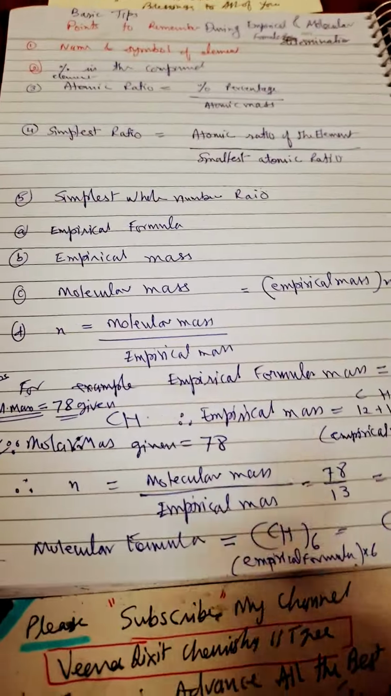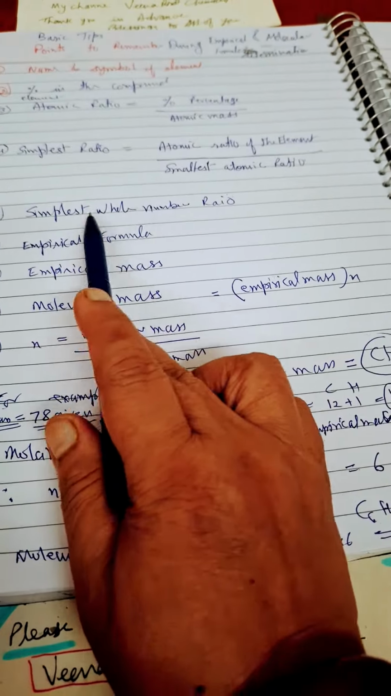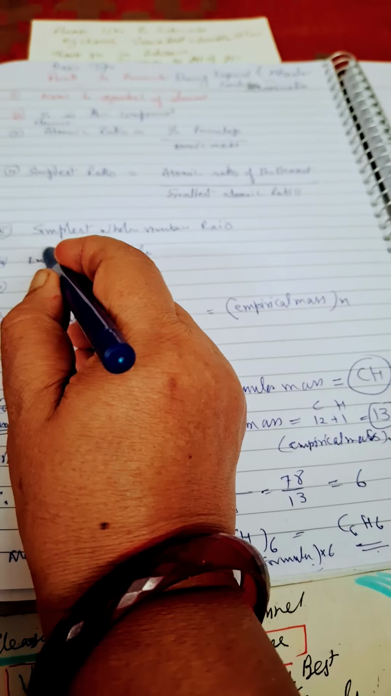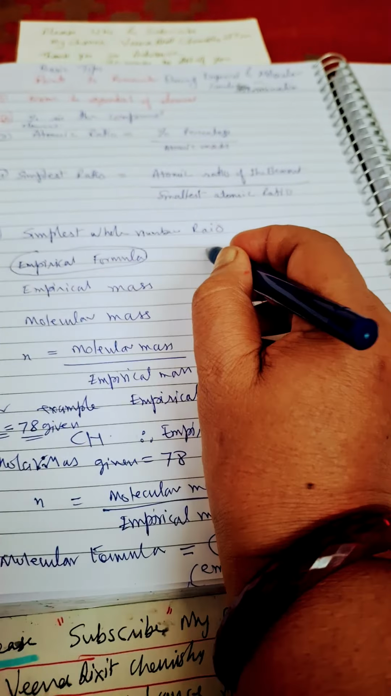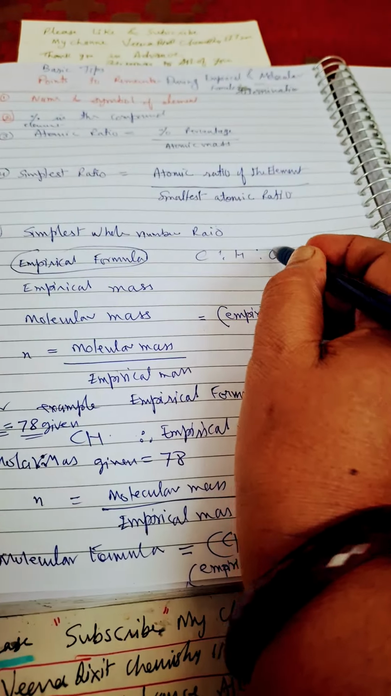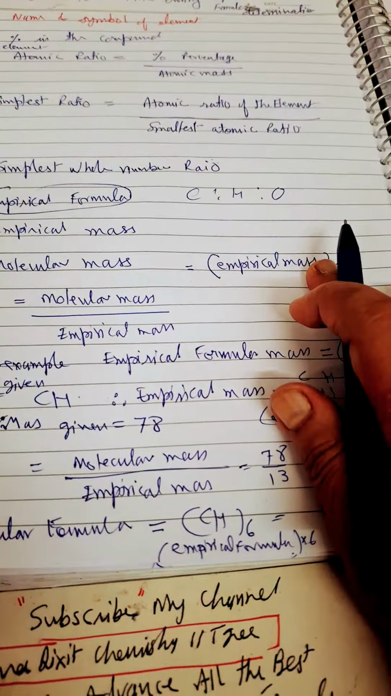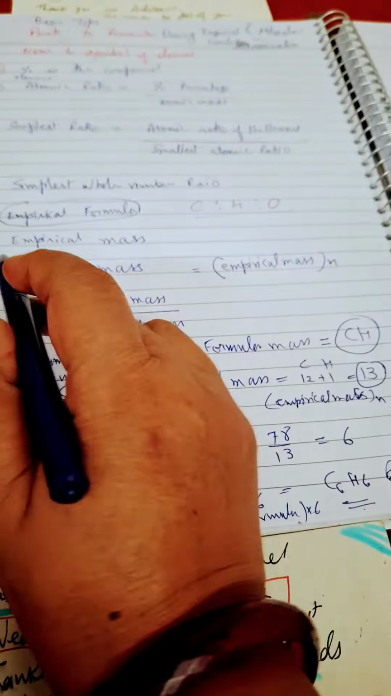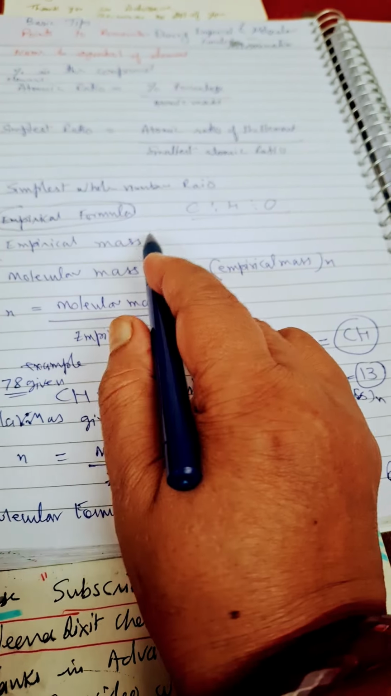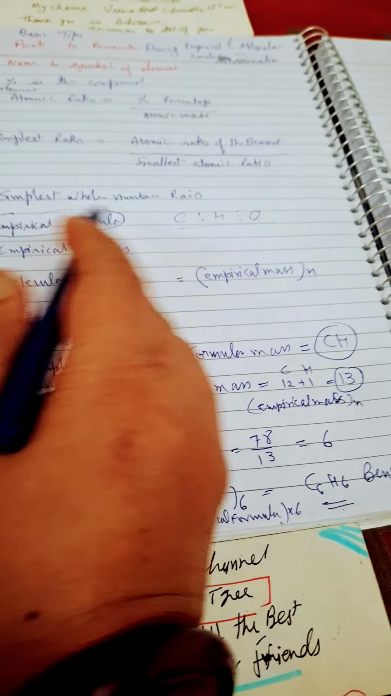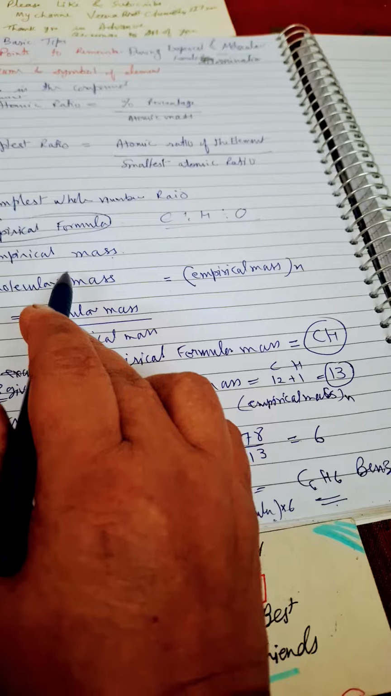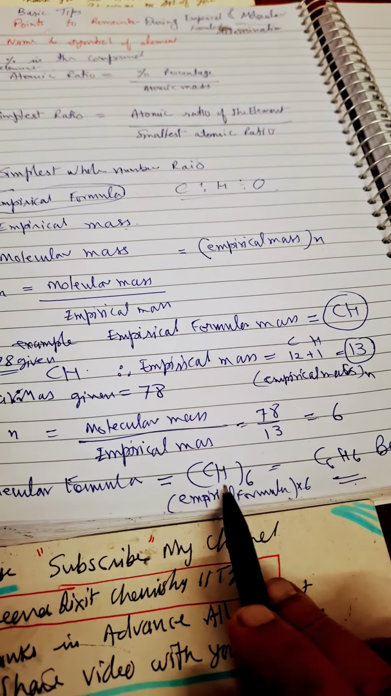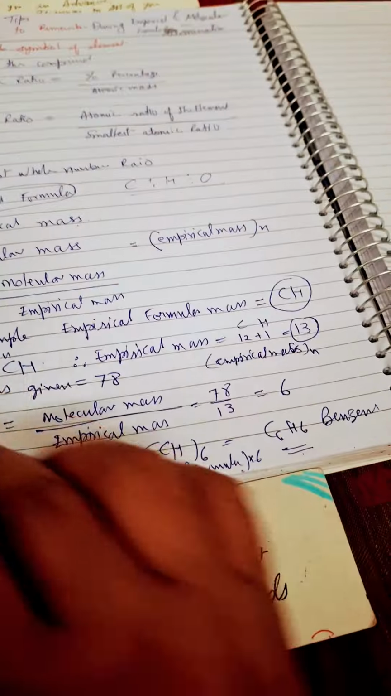Again I will repeat from here. When you get the simplest whole number ratio, at that time you find the empirical formula, the ratio of carbon, hydrogen, whatever species is given. Then from the empirical formula we get the empirical mass. The molecular mass they can give you, so that you can find the number N, and you multiply that number with the empirical formula and you get the molecular formula.